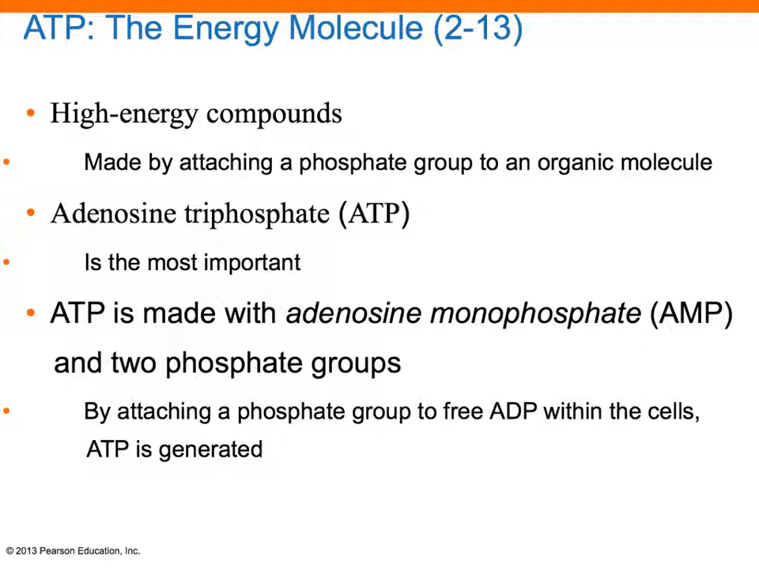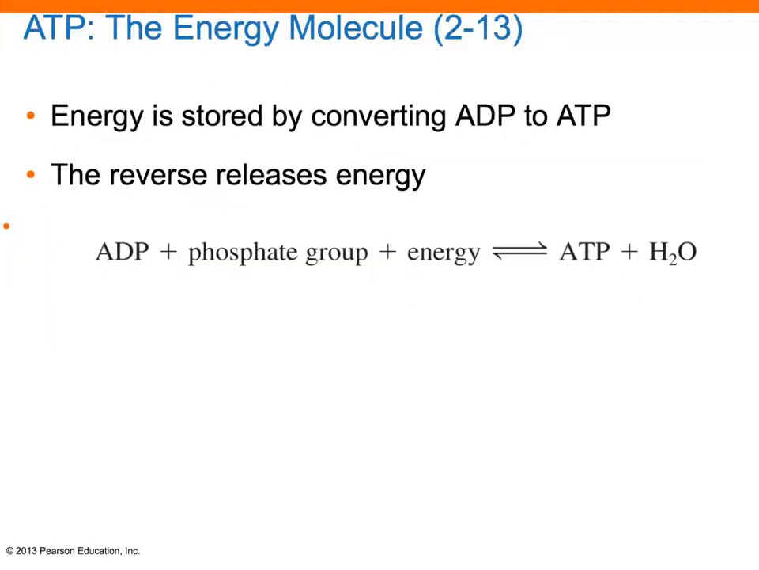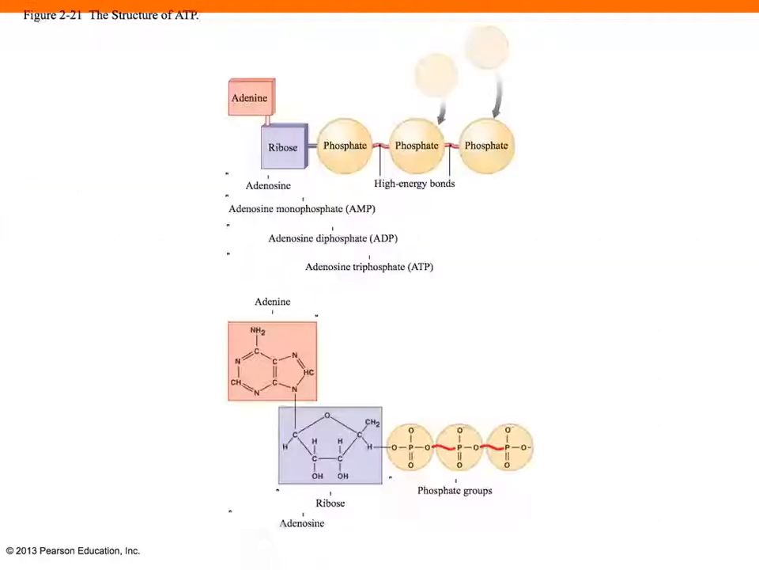This is a high-energy compound and it's made by attaching a phosphate group to an organic molecule. The name is adenosine triphosphate and it's the most important, and we call it ATP. ATP is made with adenosine monophosphate and 2 phosphate groups. By attaching a phosphate group to the free ADP within the cells, ATP is generated. Energy is stored by converting ADP to ATP, and the reverse releases the energy.